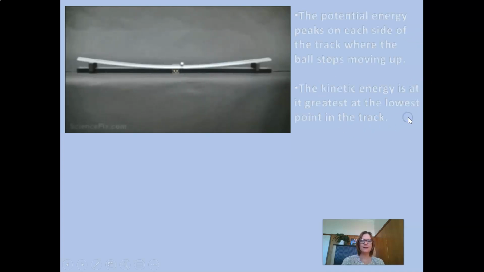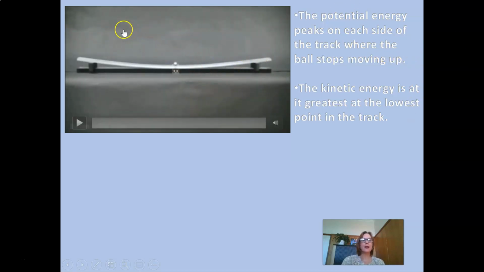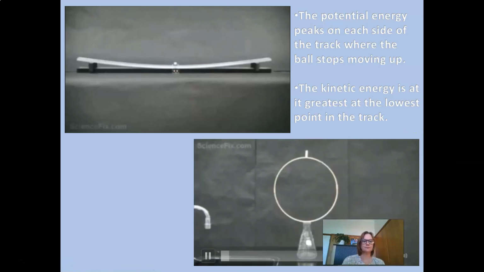Okay, and the next one. So if you just looked at that, the potential energy peaks on each side of the track, okay, where the ball stops moving up. And then the kinetic energy is at its greatest at the lowest point in the track when it starts to move faster.